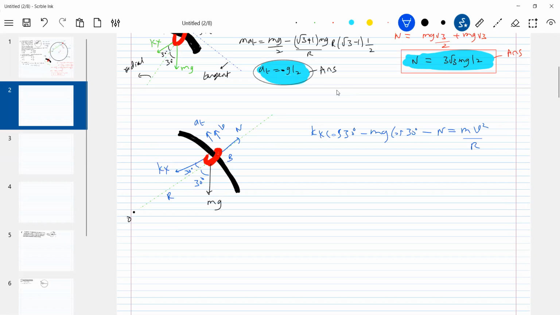Do all of you agree? Centripetal force. As it is having a velocity, kx cos 30 minus mg cos 30 minus n equal to mv square by r. Since v was 0, therefore we got n earlier. Now the n will have a different value. So the bead is released from rest or given velocity. Here, what is the condition?